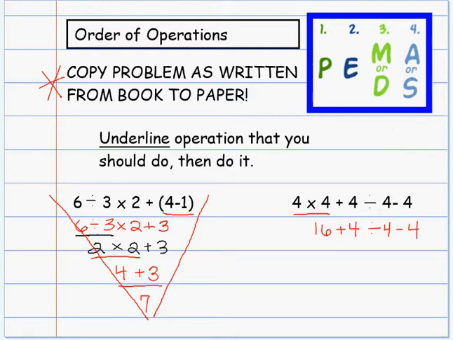Again, I'm on step 3. Do I have multiplication or division? Yes, I have division. So it's 16 plus, what is 4 divided by 4? 1. And then this minus 4 was still there. Then I'm at step 4, addition or subtraction. And again, from left to right. And this time I hit addition first. So 16 plus 1 is 17 minus 4. And that's all I have left. So my answer is 13.